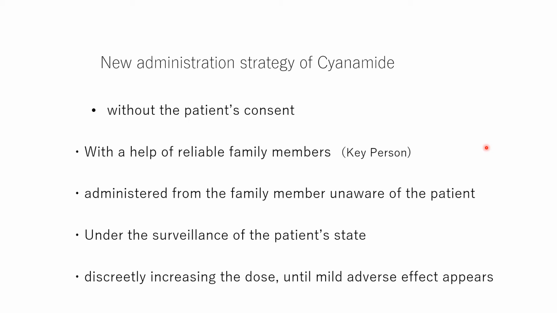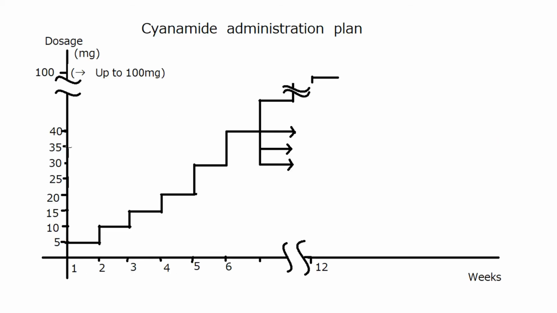Many Japanese eat miso soup in the morning. Some may not eat miso soup, and may drink coffee or milk. The key person mixes the cyanamide in the miso soup or other drinks of the patient, unnoticed by the patient. Cyanamide administration starts from 5 mg daily.